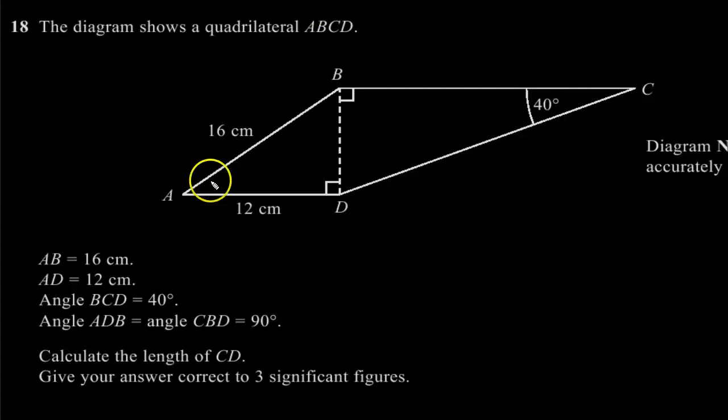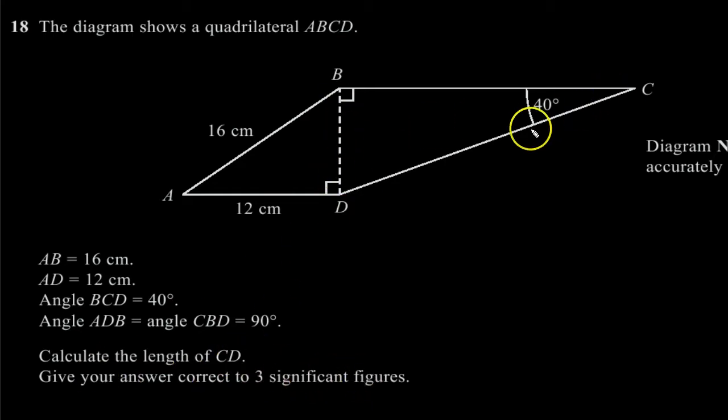The diagram shows a quadrilateral ABCD. AB is 16, AD is 12. Angle BCD is 40 degrees. Angle ADB and angle A and angle CBD is 90 degrees. Calculate the length of CD here. Give your answer correct to 3 significant figures.